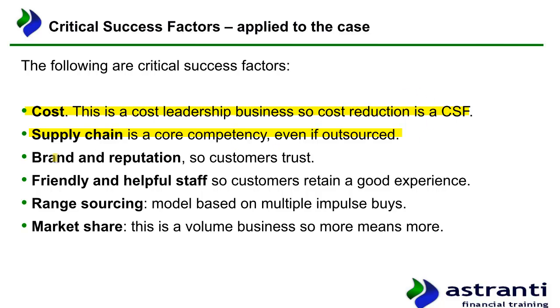Brand and reputation, I think, is a critical success factor. Customers need to trust this company to provide good quality goods at very low cost. I think that the range that they can source is a critical success factor, because the model is based on getting people to make multiple impulse buys while they're in store, and so having a wide range is critical to this mission. Market share, of course, this is a volume business.